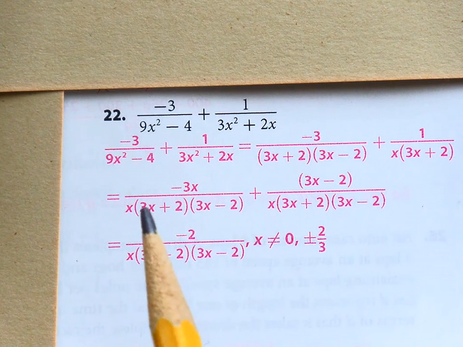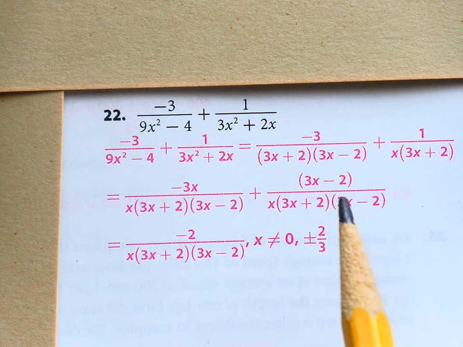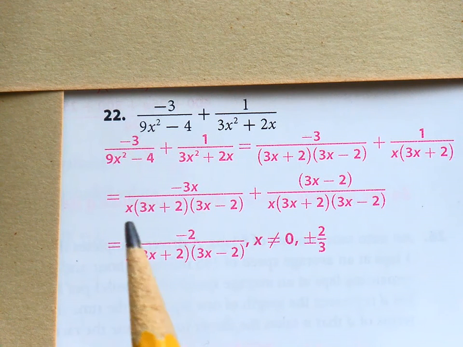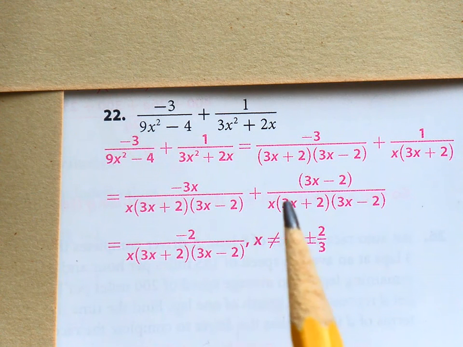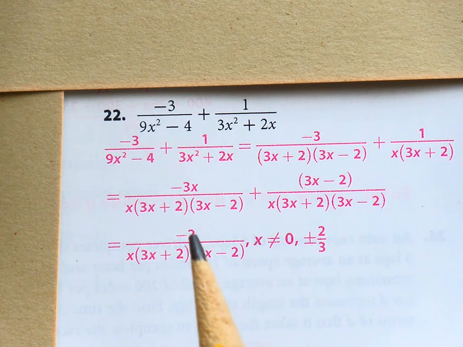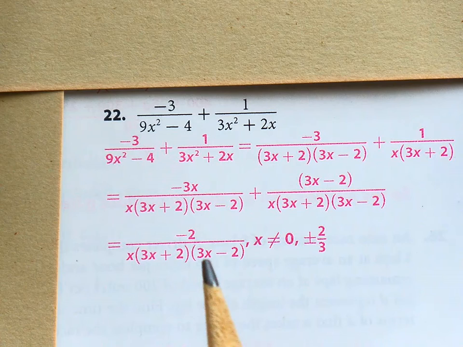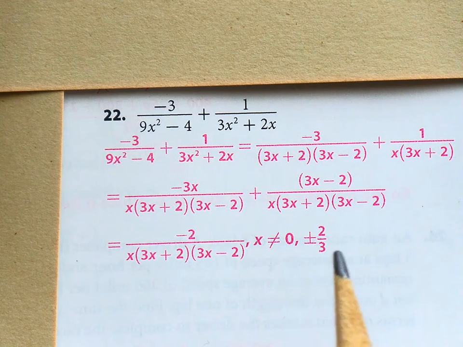So let's do that, and that's what they did here. And now that we have a common denominator, I can now combine like terms in my numerator. My x's cancel, and I'm left with -2. And the value that x cannot be is 0. And then if I set this equal to 0, I would subtract 2 from both sides and divide by 3, which gives me -2/3. This one, if I set equal to 0, I would add 2 to both sides and divide by 3, which gives me +2/3, thus my excluded values.